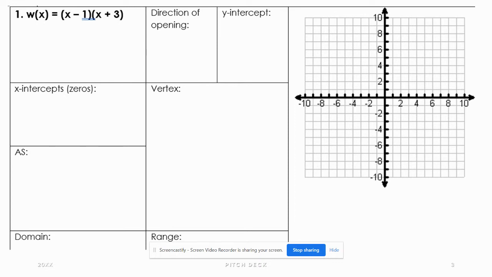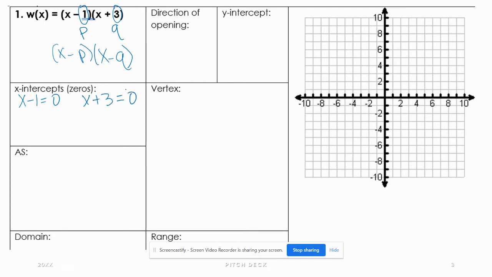Let's take a look at what we have here. I'm going to start with labeling my p and my q. It doesn't matter which one is p or which one is q. But remember that it's always opposite of whatever's inside here, because the original formula was x minus p and x minus q. So we have x-intercepts.